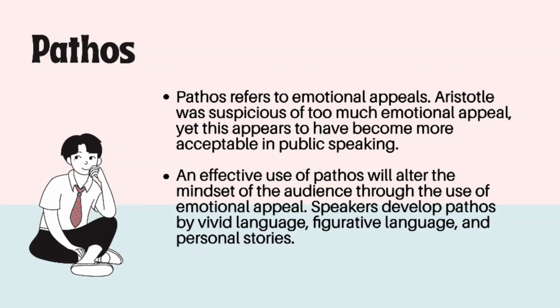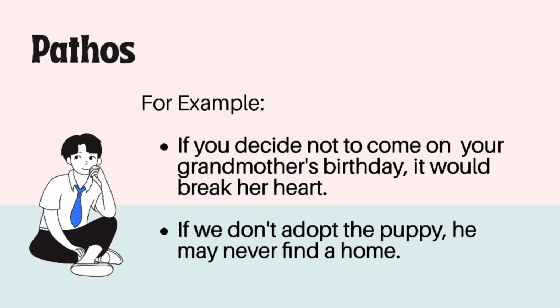Let's move on to pathos. Pathos refers to emotional appeals. Aristotle was suspicious of too much emotional appeal, yet this appears to have become more acceptable in public speaking. An effective use of pathos will alter the mindset of the audience through the use of emotional appeal. Speakers develop pathos by vivid language, figurative language, and personal stories. For example, if you decide not to come on your grandmother's birthday, it would break her heart. Another one, if we don't adopt the puppy, he may never find a home.